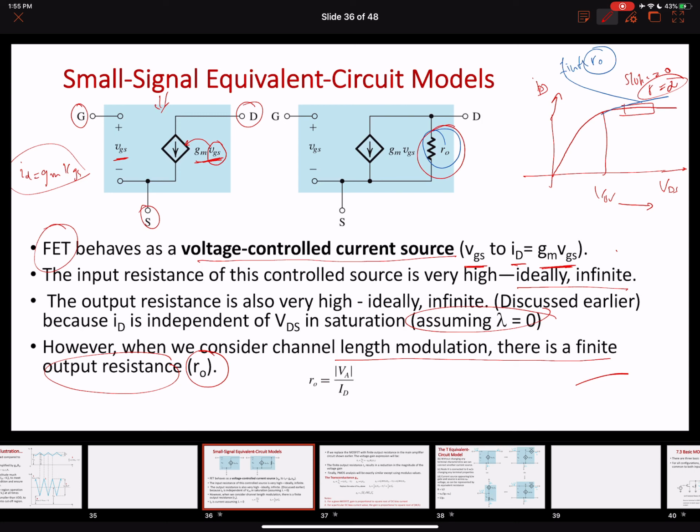We also found the value of R0 while studying the channel length modulation in detail. It is directly proportional to the early voltage, VA, and inversely proportional to the drain current. This drain current is assuming lambda equals 0.